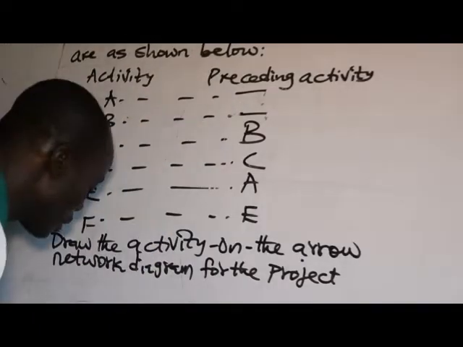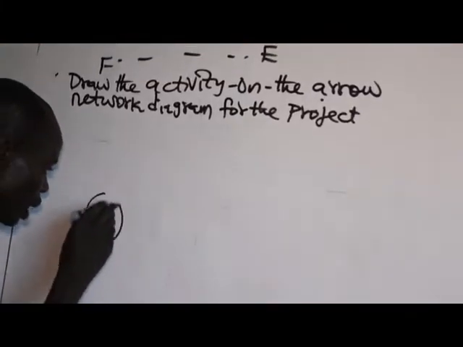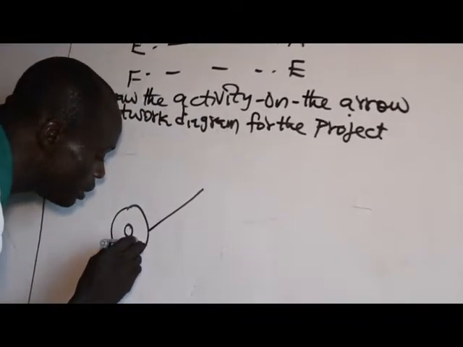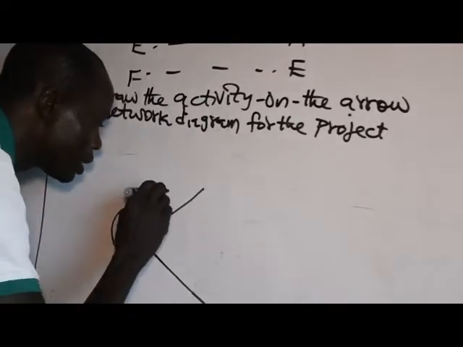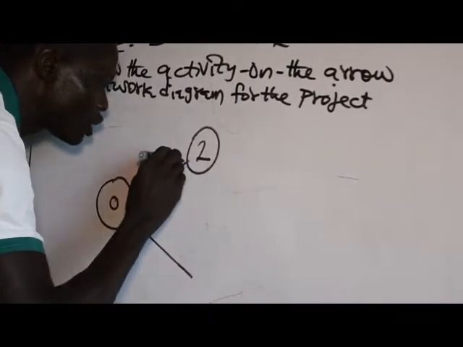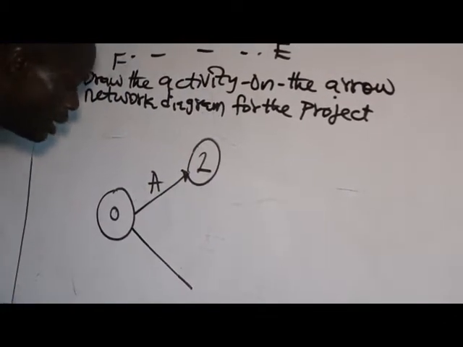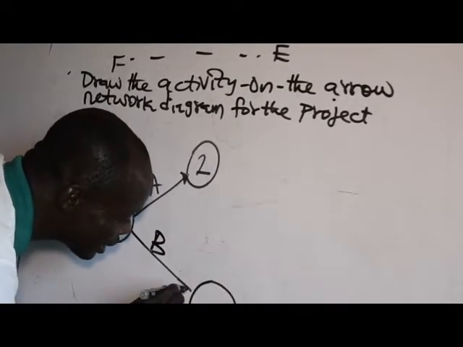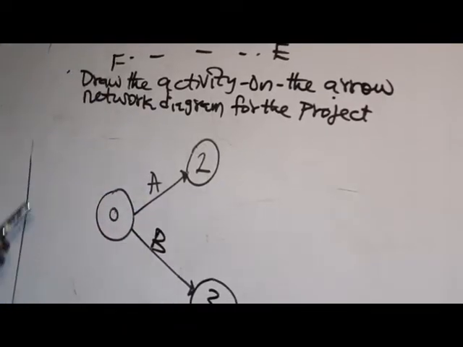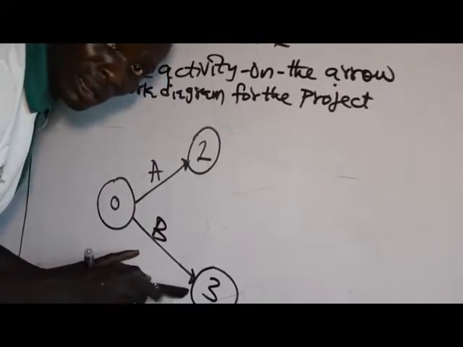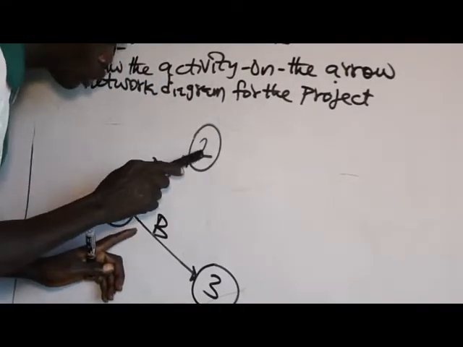Now let's draw that. This is nothing, and that's nothing. We are going to denote it by event 0. Now this is activity A, and this is also activity B. This is where A stopped. Let's have that as 2. Then B also stopped. Let's have it as number 3. So we have this as 2 and this as 3.